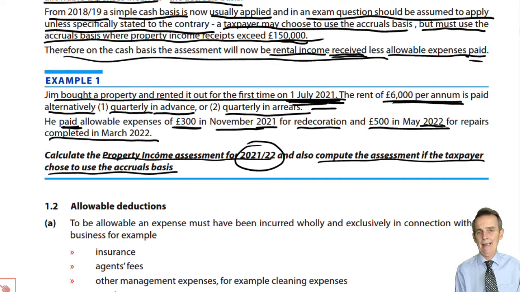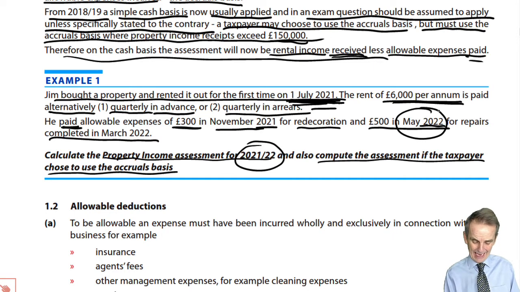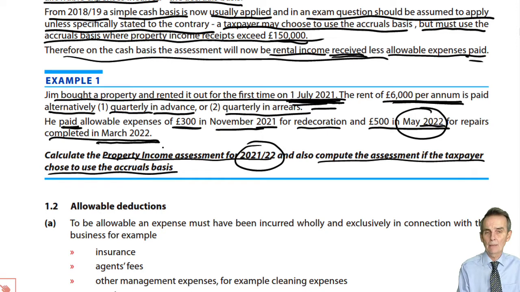See what's going on here. On a cash basis, it wasn't paid. We didn't have to pay it until May 2022. That's not in the 21-22 tax year. Clearly, it's in the 22-23 tax year. But if we were working on the accruals basis, as you will secondly do, then the work was done in March 22, completed by March 22. So we'd incurred that expenditure within the tax year. So it would be included on the accruals basis. It won't be included for 21-22 on the cash basis.